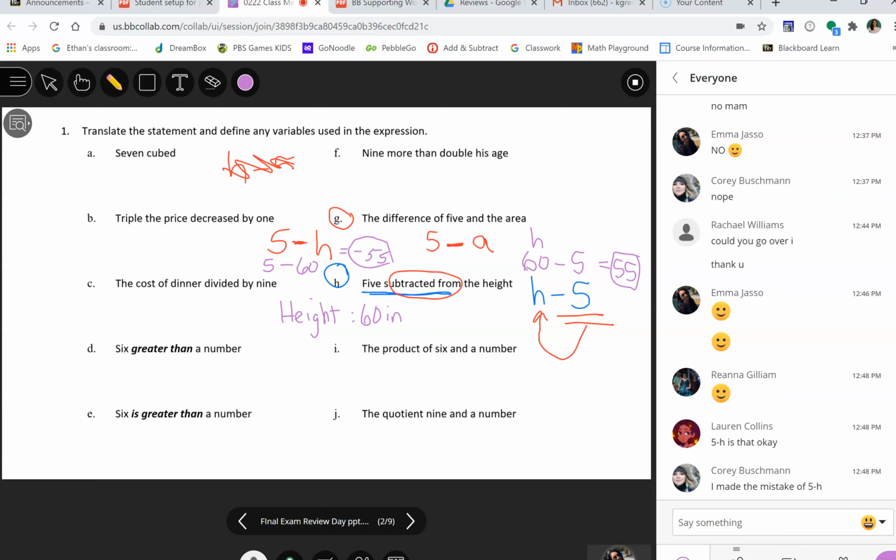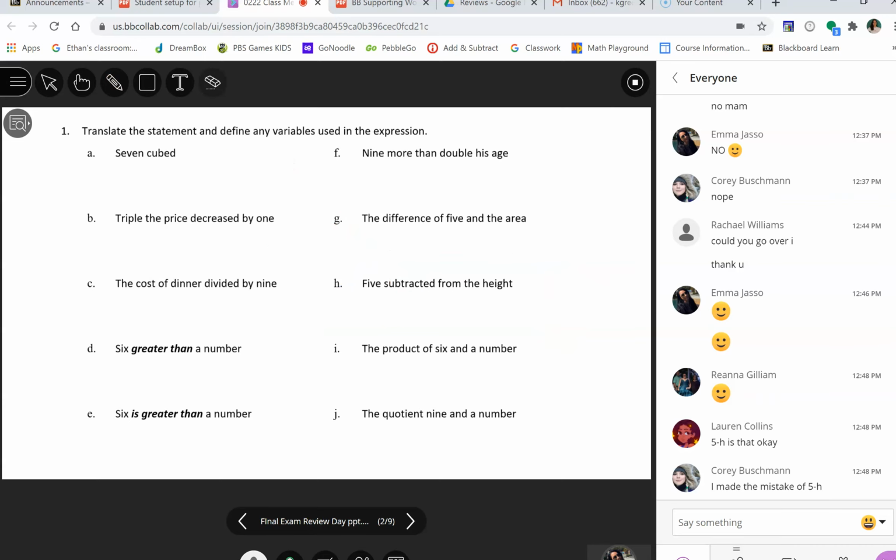So the flip-flop words in subtraction, just heads up, are if you see less than, so if it had said 5 less than the height, that's a flip-flop word. 5 less than, you have to start with a height and then take 5 off of it. Or in this case, they said 5 subtracted from. Subtracted from what? From the height, right? So you had to start with a height and subtract 5 from it.